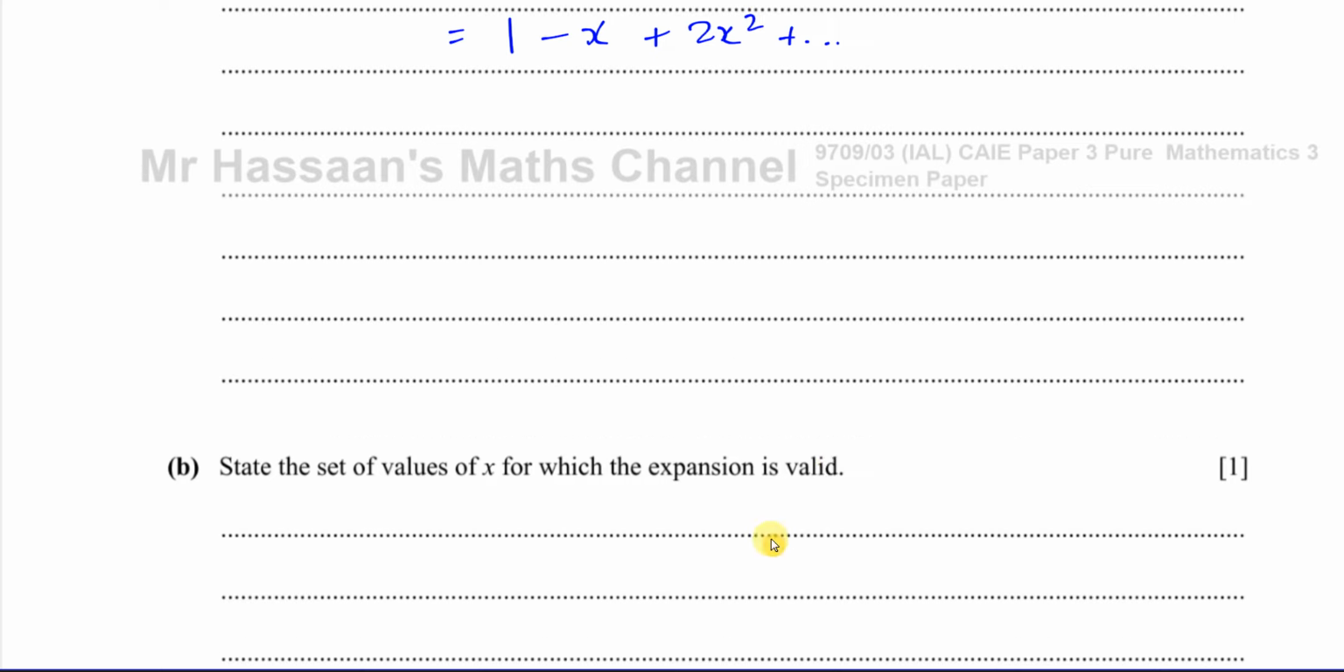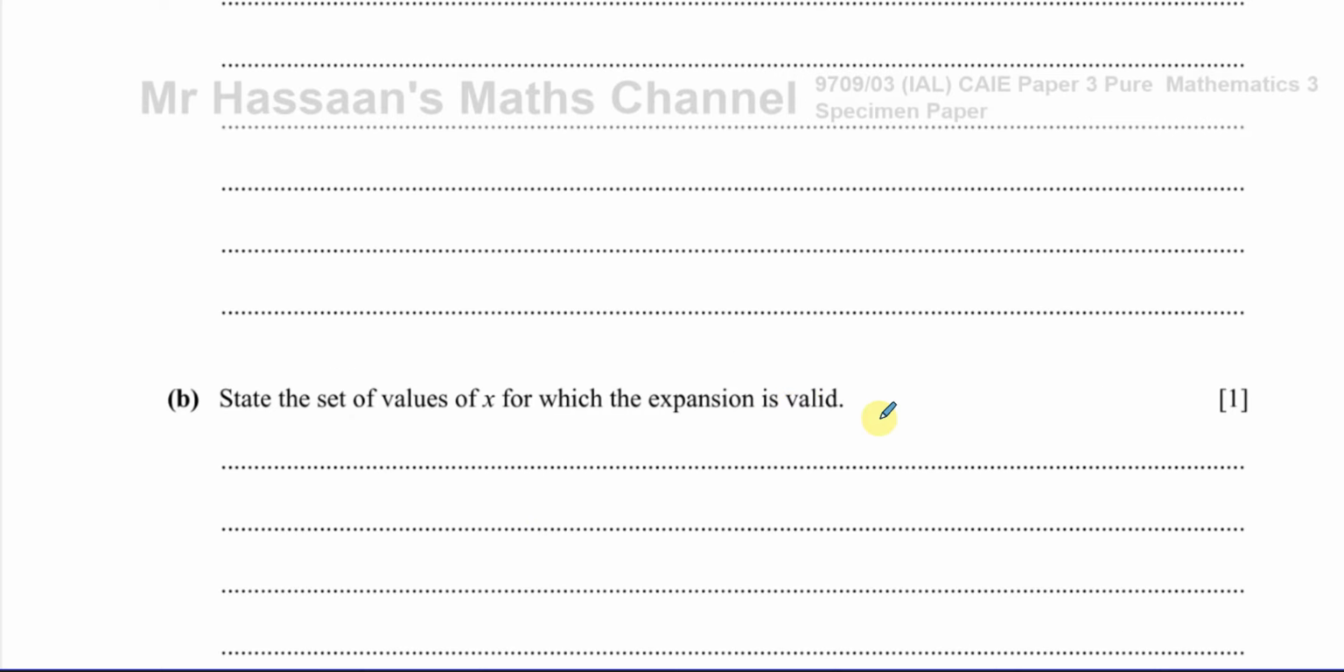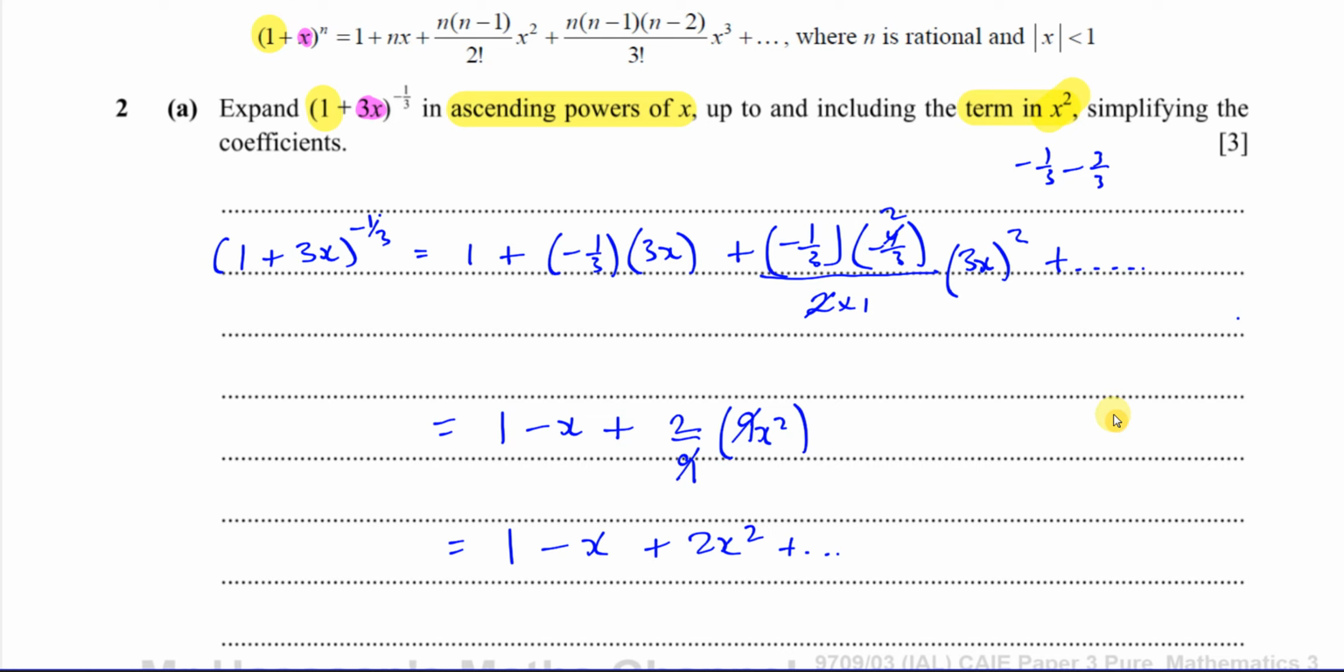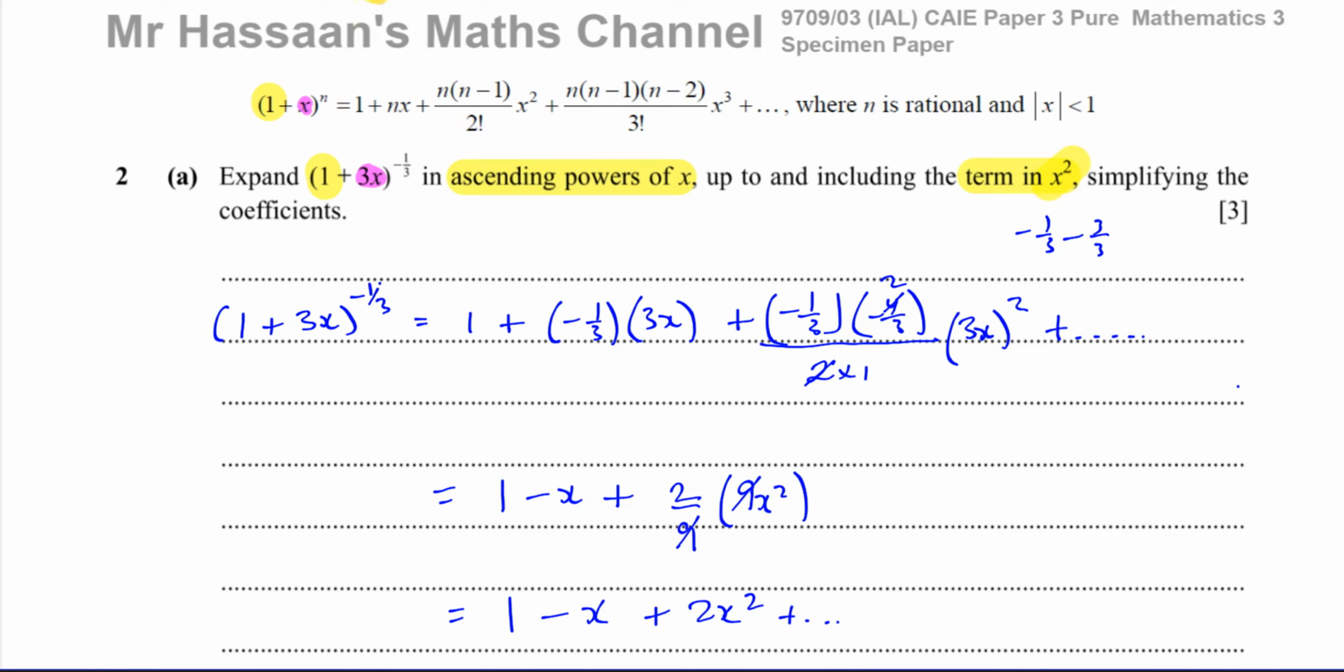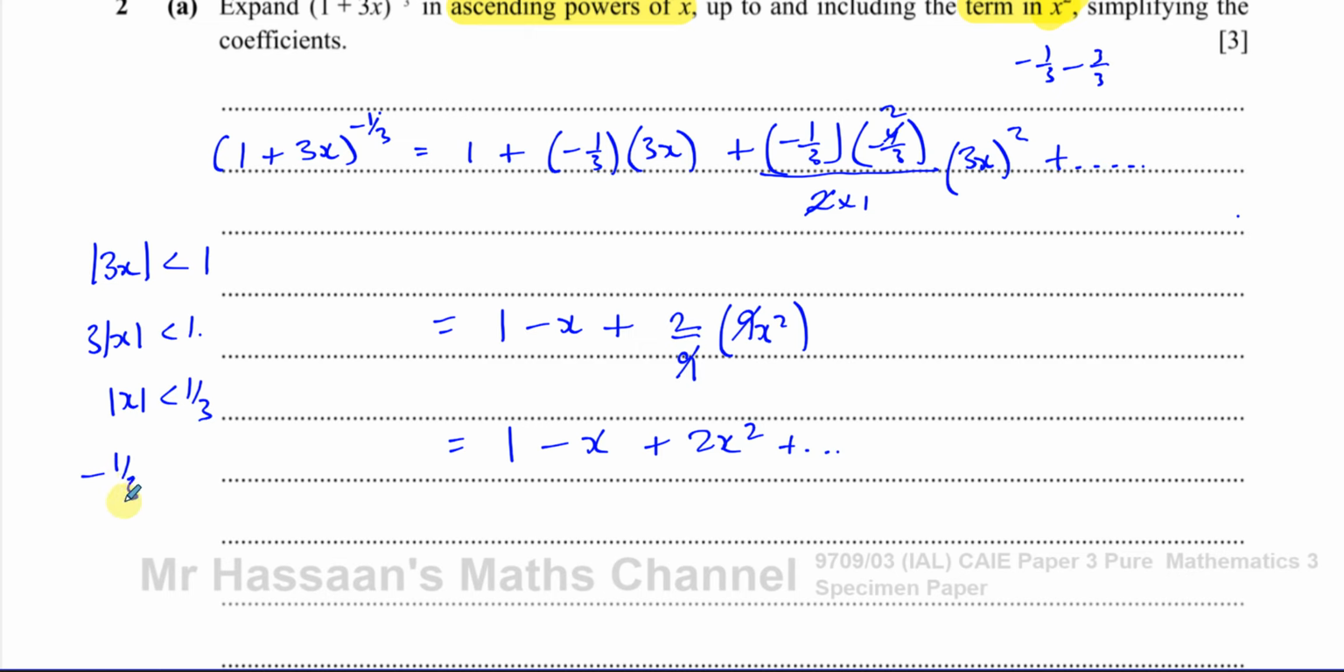Now for part B, it says state the set of values of x for which the expansion is valid. I'm going to go back up here and have a look at this. Now many people just memorize how to deal with this question, and they will take this term, which is 3x, and say its magnitude has to be less than 1, which means that 3 times the magnitude of x has to be less than 1, which means the magnitude of x has to be less than a third, and that's perfectly fine. So that means x must be between minus 1/3 and 1/3. So that's the answer to part B of the question, which I'm going to write down there.